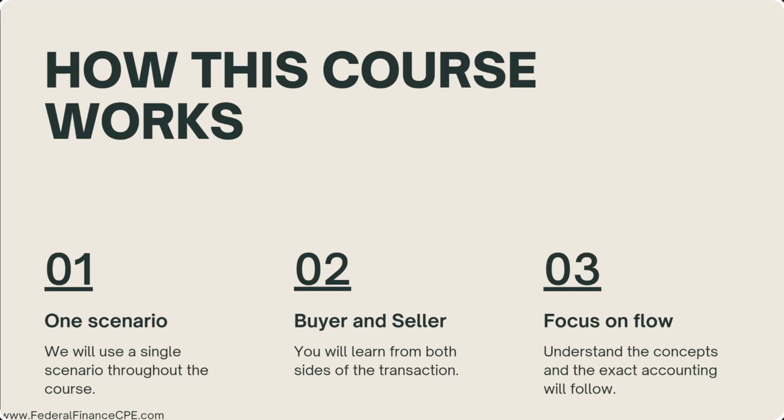Second thing how it's going to work here is we're going to talk buyer and seller. We're not only talking about buyer, we're not only talking about seller. We're going to show your transactions, your GL accounts, your transaction codes, and how they should be recorded for our scenario for both parties. Going back to that idea, we're going to give you all the knowledge you need to be a well-trained individual in reimbursable agreements. And the last thing is we're really going to focus on the flow. We want you to understand the concepts. The exact accounting will follow because you're going to know where to look for it and where to find it.